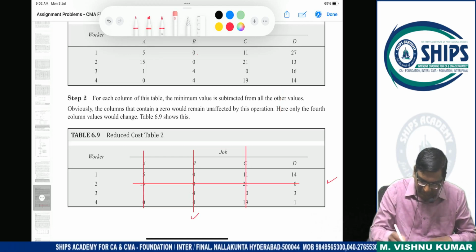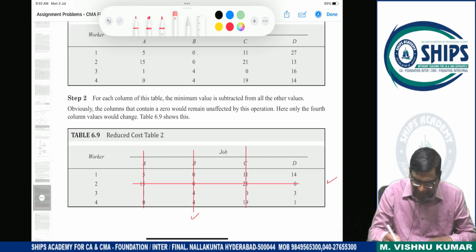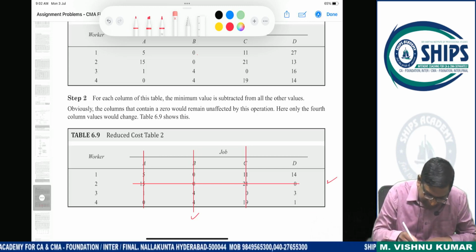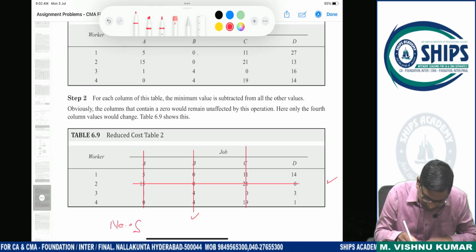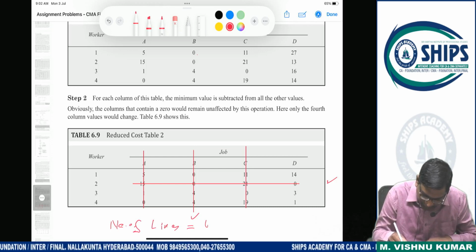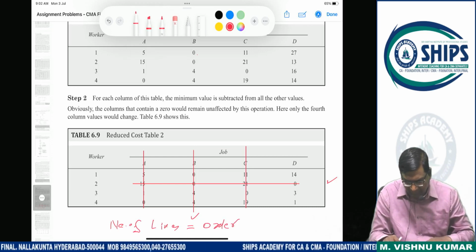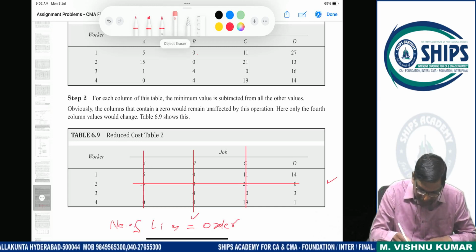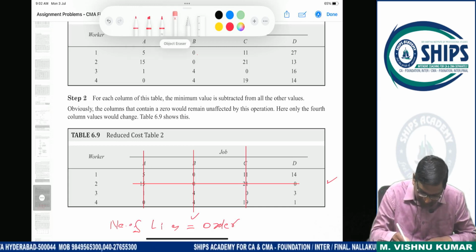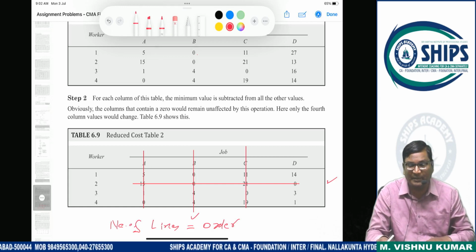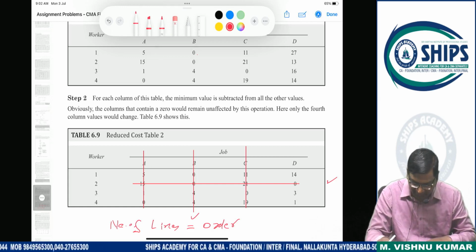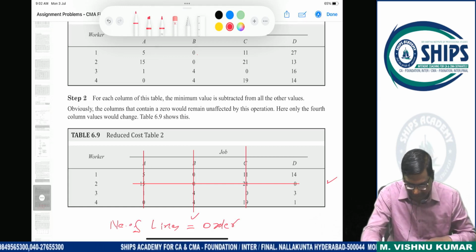So matrix type how much? 4. Number of lines how much? 4. So number of lines equals the order. Order means matrix type. So now you can move to the final solution. अब आप final solution की तरफ मूव कर सकते हैं. Clear?